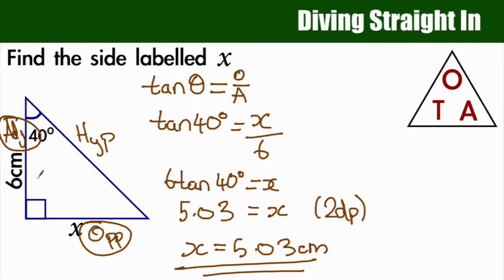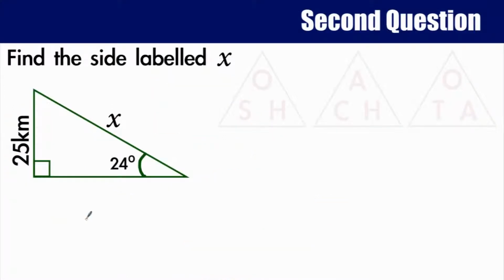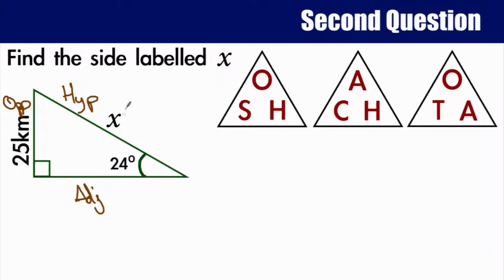So let's try a second question. So here we have again, find the side labelled x. So here's the side labelled x. So first we want to label the sides. So we've got the hypotenuse, the opposite and the adjacent. Let's bring up SOHCAHTOA and find out which ones we want to be working with. We have the side length we know, and finally we want to find out what x is, so the hypotenuse side. So we've got h and o, hypotenuse and opposite, so we'll be working with sine.